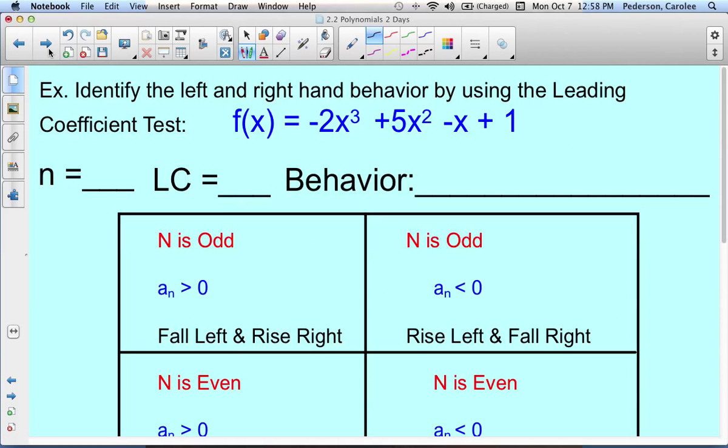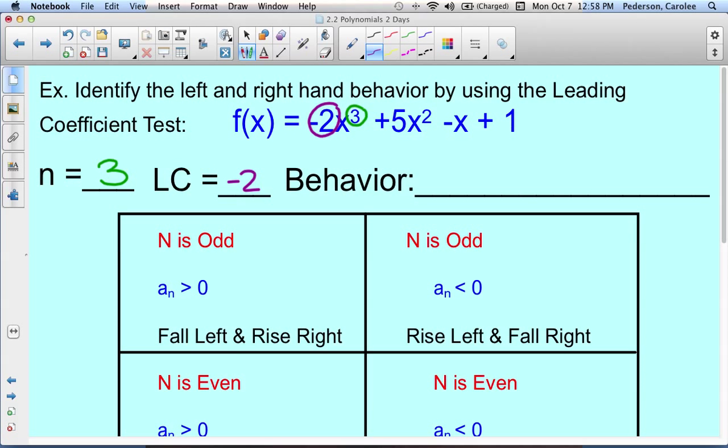Let's do a couple quick examples. You don't need to write this big box down again. You already have it in your notes. Let's identify a few pieces. First thing is, what is the degree? The degree is 3. The leading coefficient is a -2. So now I need to identify what is the behavior.